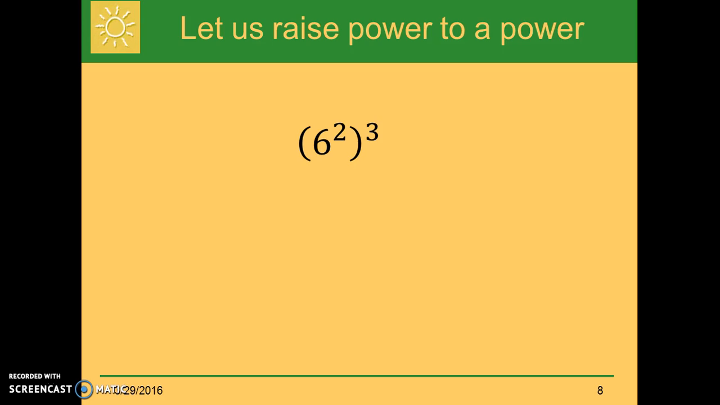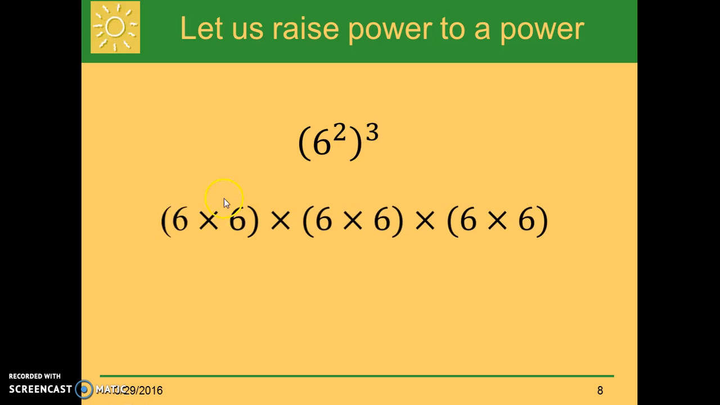This part, again, is not in your notes. So think if we're doing 6 squared and then we're taking that to the third power. Well, we know what 6 squared means. That means 6 times 6. And then if we have that to the third power, that means we're taking 6 times 6 3 times. So here's one 6 times 6. Here's a second 6 times 6. Here's a third 6 times 6. So altogether, I have 3 sets of 6 times 6. Or if we count it up, we got 1, 2, 3, 4, 5, 6 sixes. So that would be 6 to the 6th power.